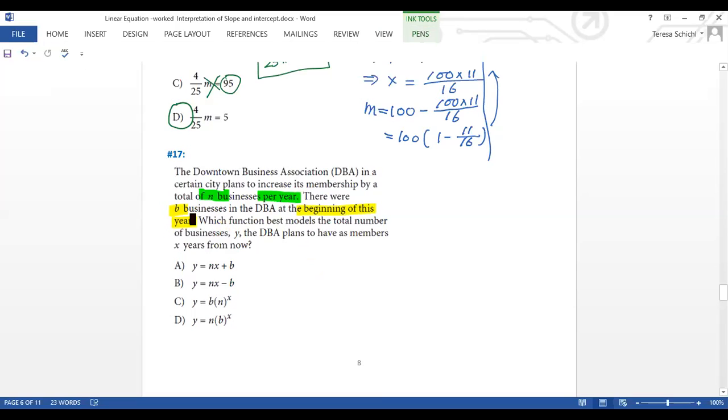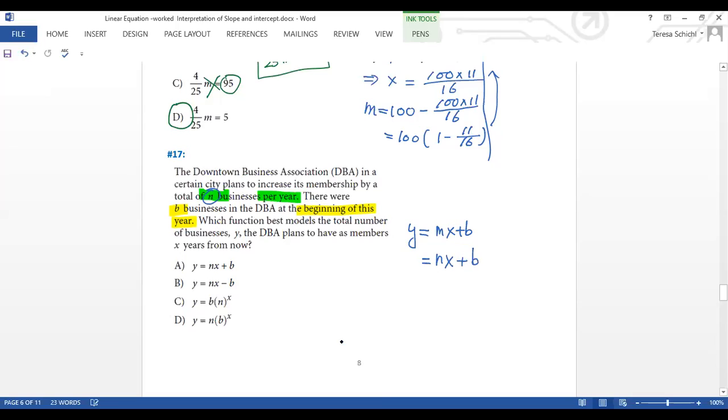I find my 2 key items. So they say, what is the total number of the business? Why is the DBA plans to have a member X years from now? So I know this is a very standard mx plus b type of problem, right? M is every year how much they want to do, it's nx. Then plus, what is the initial value?